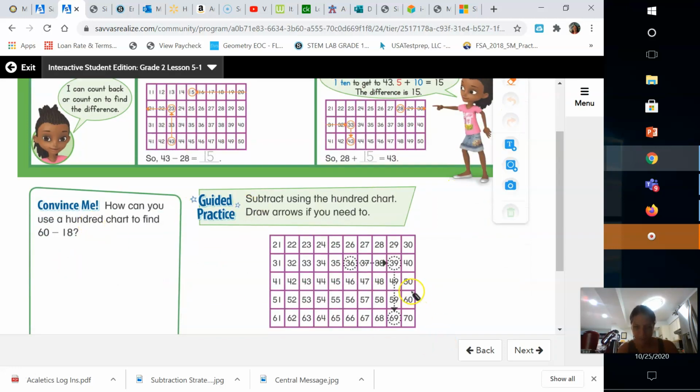All right, we're going to find 60. And we're going to take away 1 ten and 8 ones. So 1 ten, we would go up 1 row, and 8 ones, we would go 1, 2, 3, 4, 5, 6, 7, 8. So we went up 1 ten, we went back 8 ones, and we got 42. Now, I'm going to erase so we can see the next problem. You might want to erase too if you use that hundreds chart.